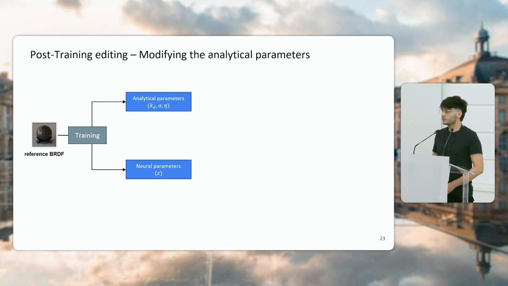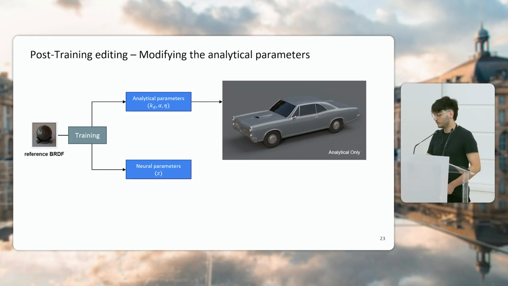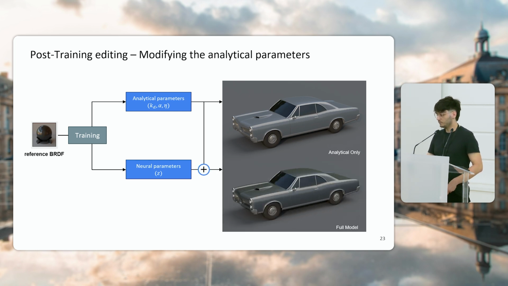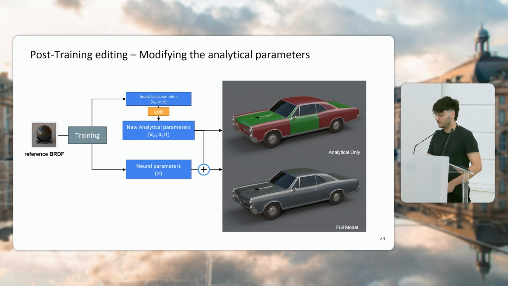Okay, so once we have trained the network, one advantage of having the analytical underlying part is that we can do edits. So the original appearance looks like this with the analytical model on its own, and like this with the full model. We can decide to edit the analytical parameters, and we get a coherent edited appearance for the full model because the neural part is only kind of a layer on top of it.